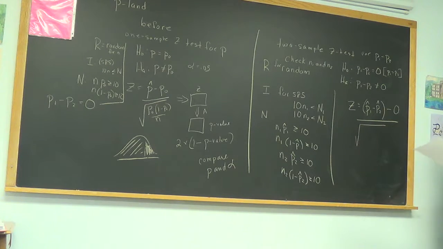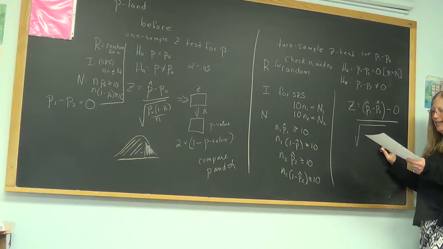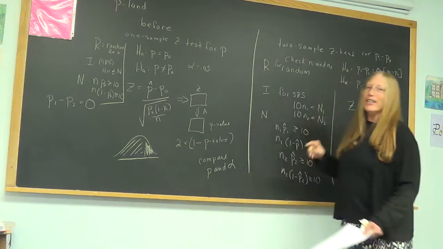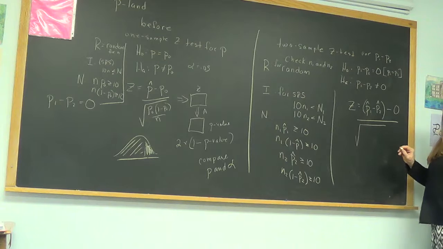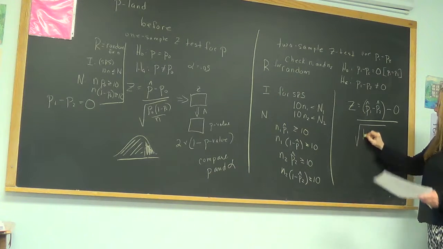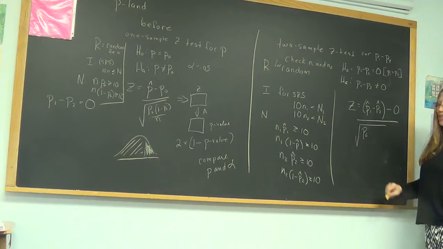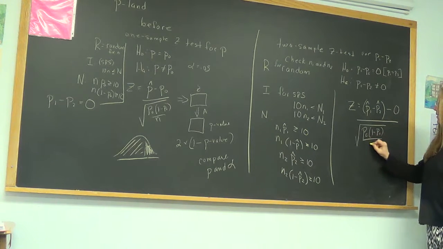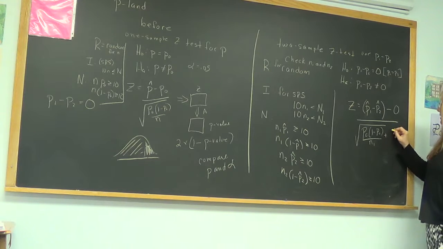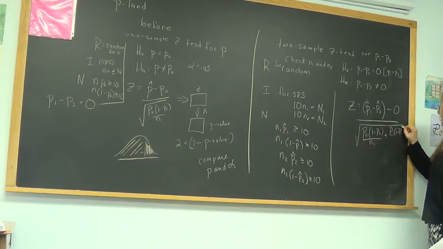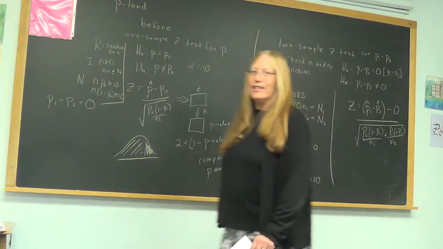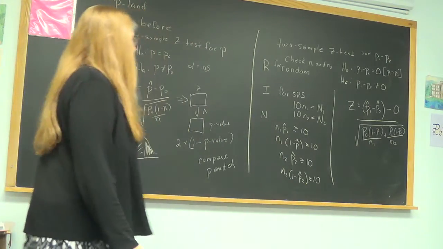So it should make some sense until we get to the denominator. Over here, look what we have. Over here, it is different: p c times 1 minus p c over n1, plus p c times 1 minus p c over n2. Okay. All right, you haven't seen that yet. It's brand new.